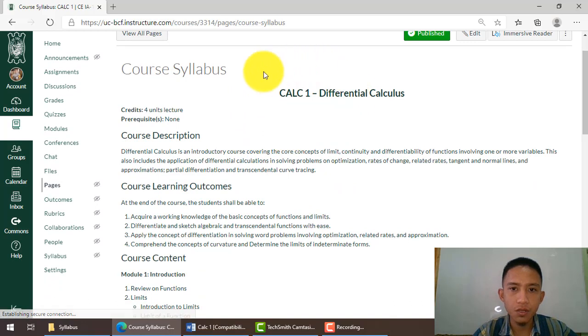This is our course syllabus for differential calculus. This subject is 4 units, and this is pure lecture. Is there a prerequisite for this? No, there is no prerequisite. If you say prerequisite, is there a subject that you need to finish before taking this up?